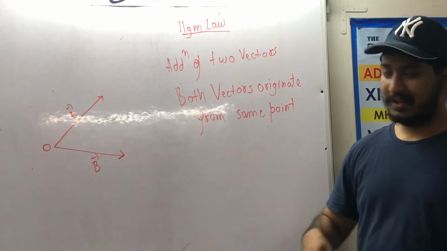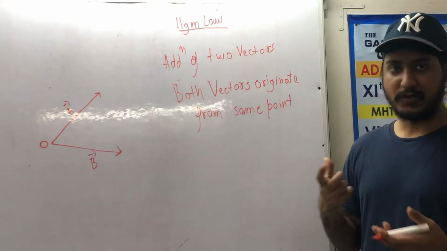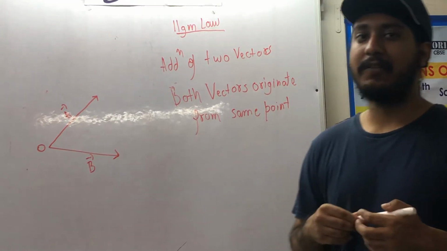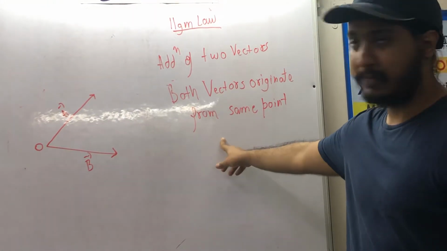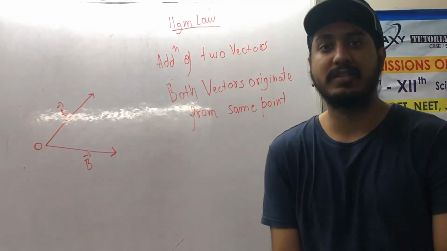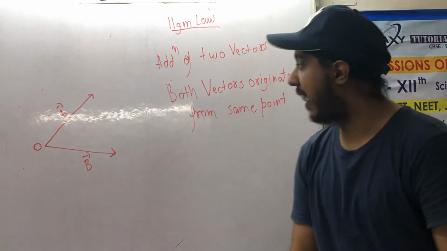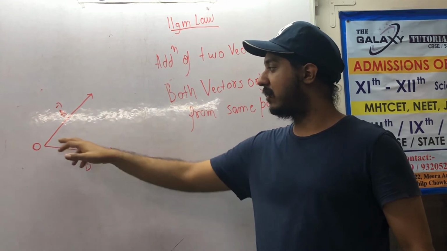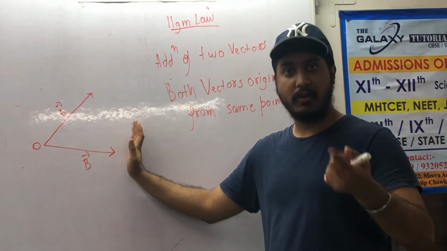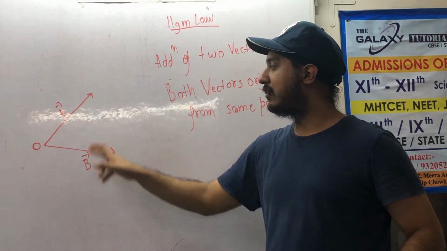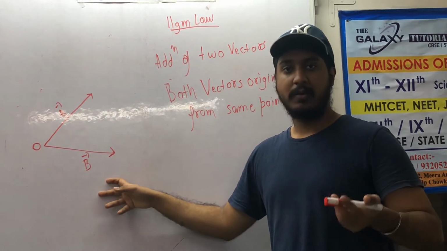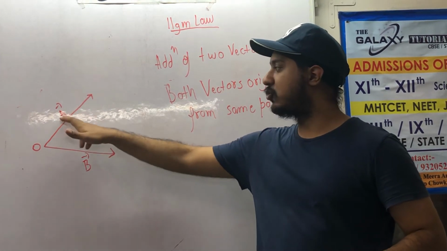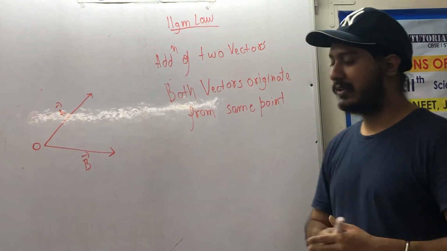Okay, so what do the exact wordings of the parallelogram law state? That when two vectors originate from the same point, then their resultant is given by the diagonal of the parallelogram formed by these two vectors. Okay, I will show you what this means.